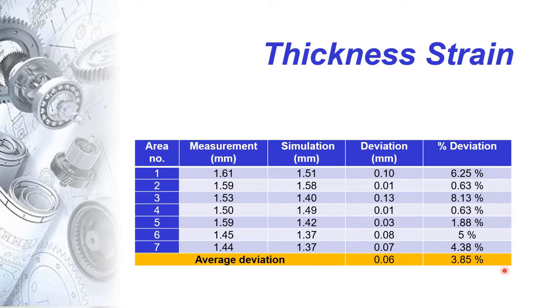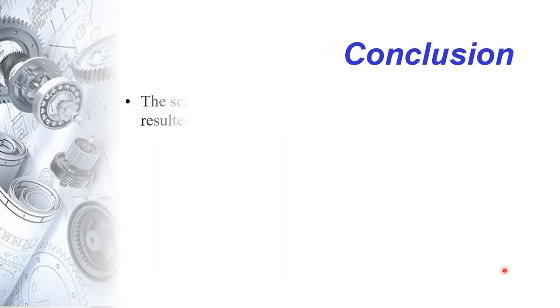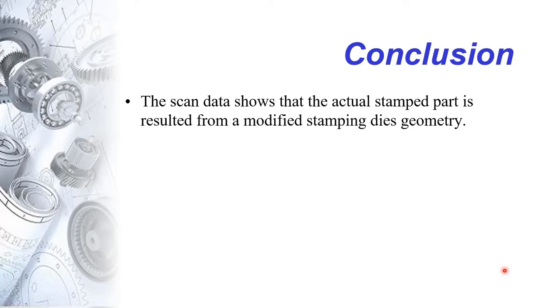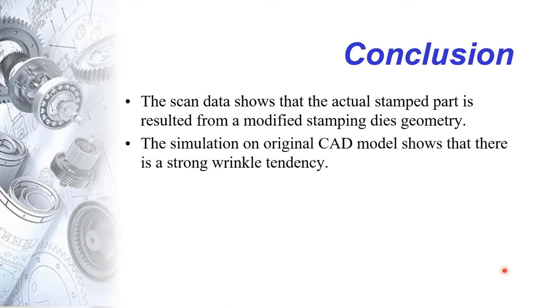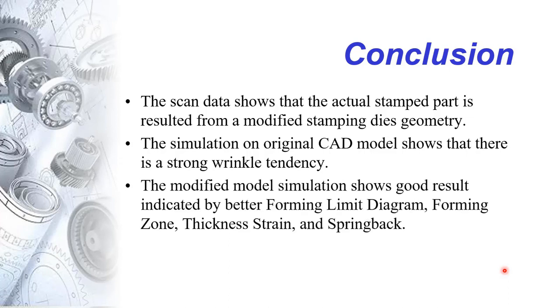In conclusion, the scan data shows that the actual stamped part resulted from a modified stamping die geometry. So it is shown from the scan result that the actual stamped part has deviation from the original design. The simulation on the original CAD model shows that there is a strong wrinkle tendency, and therefore we modified the part to run the simulation again. The modified model simulation shows a good result, indicated by better forming limit diagrams, forming zone, and thickness strain. Thank you very much for your attention.